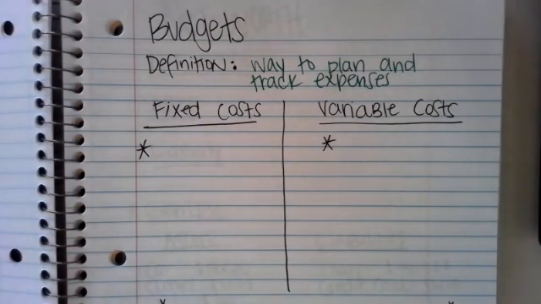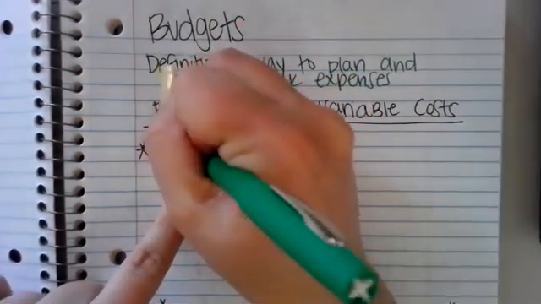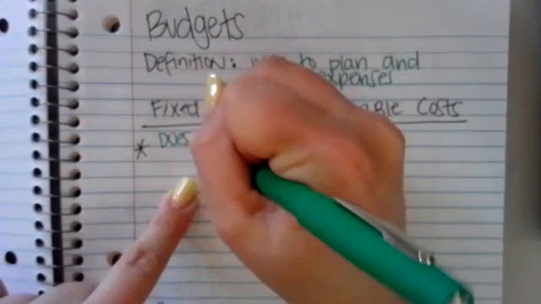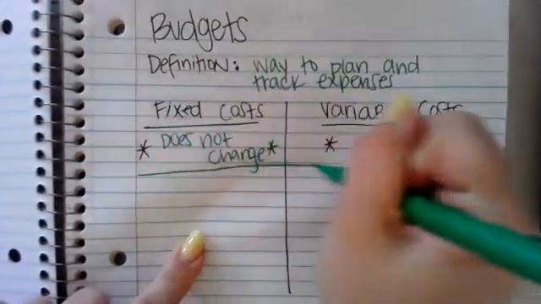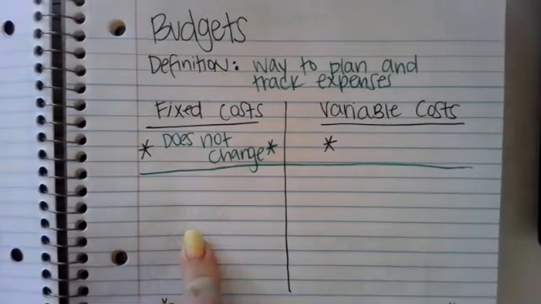So in a budget, there are different kinds of expenses or costs that you may have. And some of them are fixed and some of them are what are called variable costs. So a fixed cost is a cost that does not change. That's why I have the little star there, so you can kind of see the definition. Okay, a fixed cost does not change.